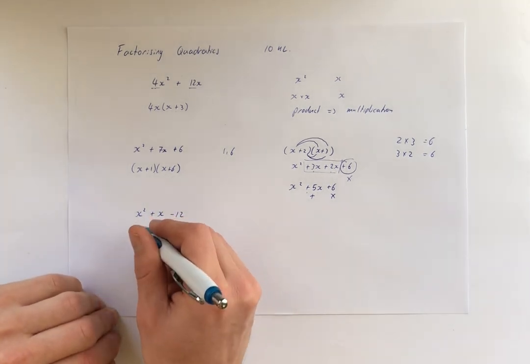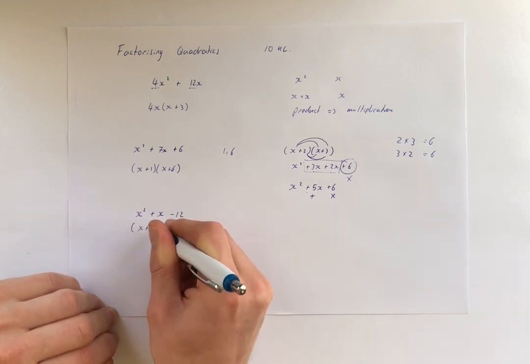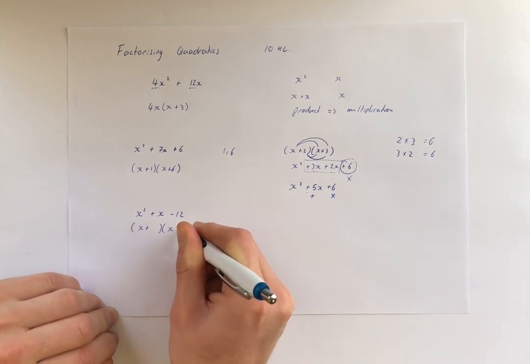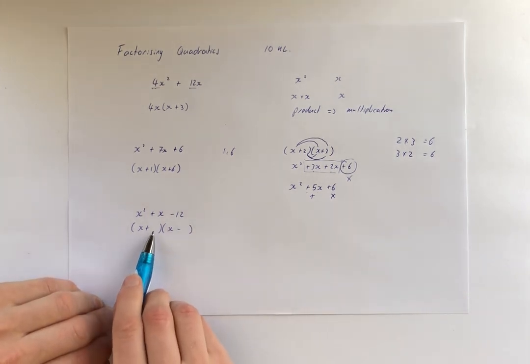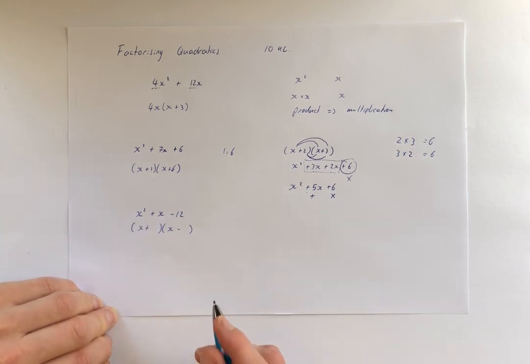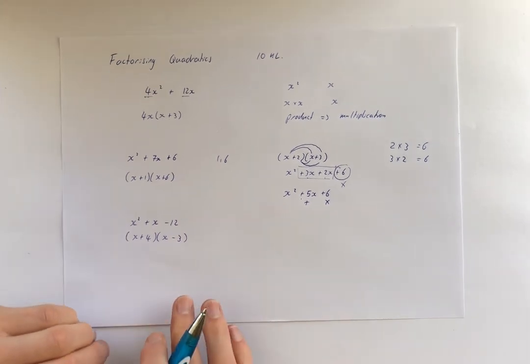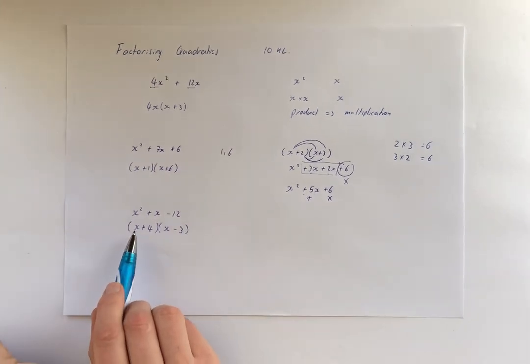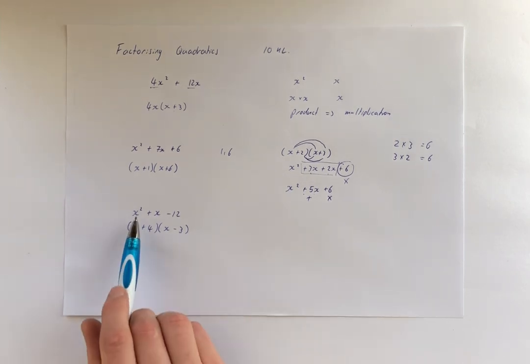So if we factorize that, we should have x plus a number, x minus a number. Now, the positive number obviously has to be bigger because they're adding to positive 1. 4 and negative 3 in brackets. So we've got x plus 4 in one bracket, x minus 3 in another. And you could expand and simplify that and you should get this.